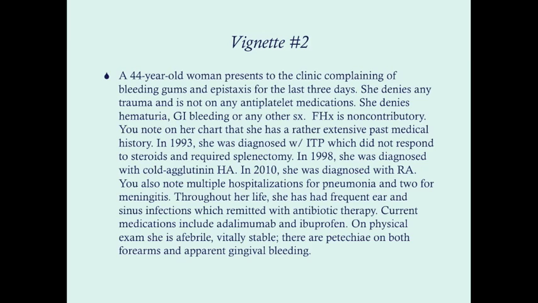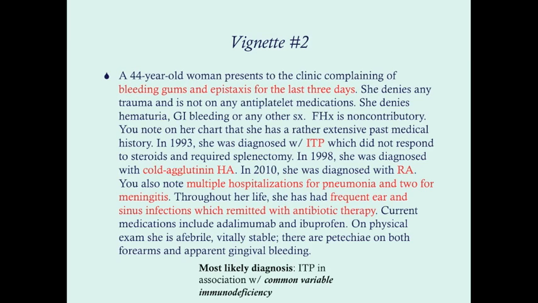So this patient has, what does she have acutely? And this has nothing to do with immunology or even pediatrics. This is just a general medicine question. What does she have right now? I'll give you a hint. It's in the vignette. She has ITP. And particularly, she has ITP in association with common variable immunodeficiency.